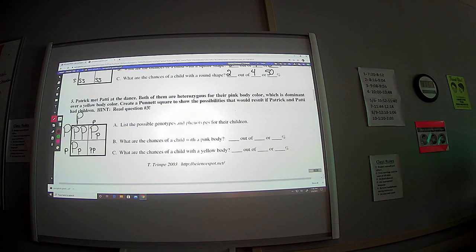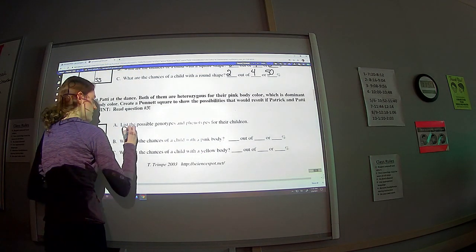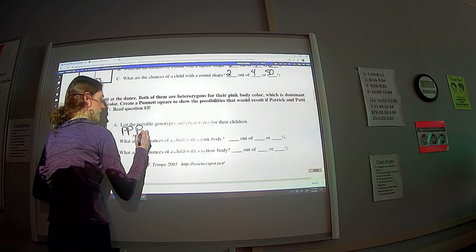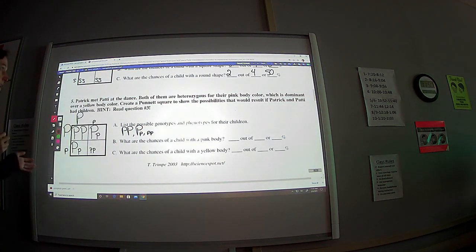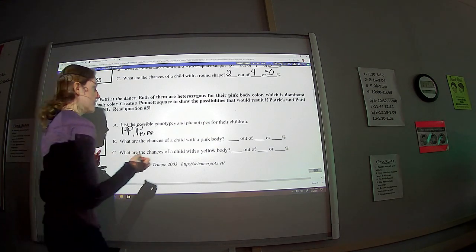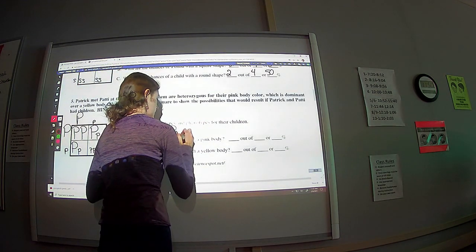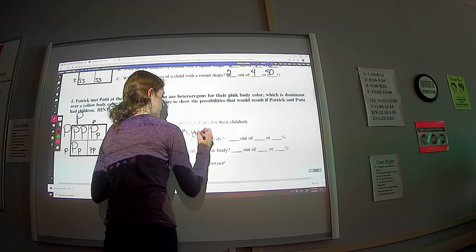All right. List the possible genotypes and phenotypes. So we have every genotype you can imagine, and we have both of the phenotypes as well. So we have homozygous dominant, we have heterozygous, and we have homozygous recessive. And with that comes our phenotypes. We have both pink and yellow.